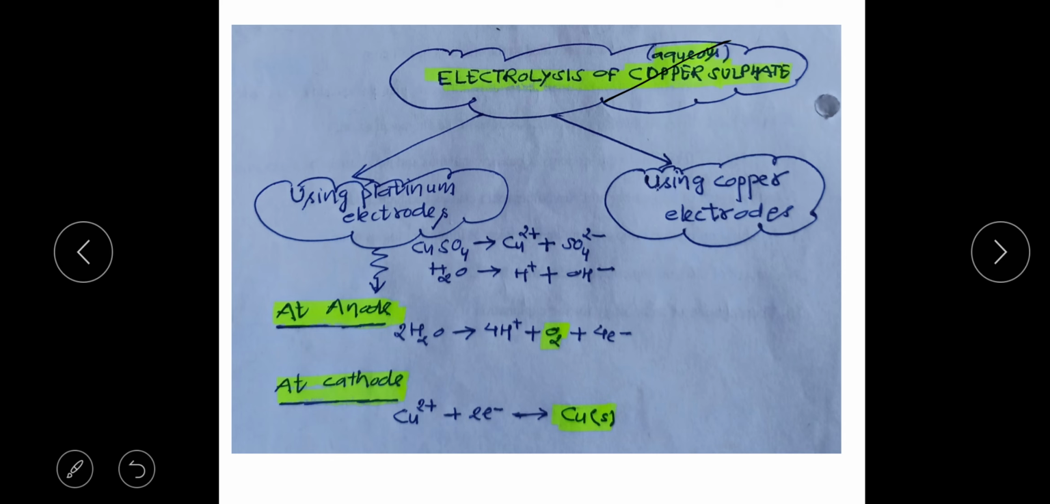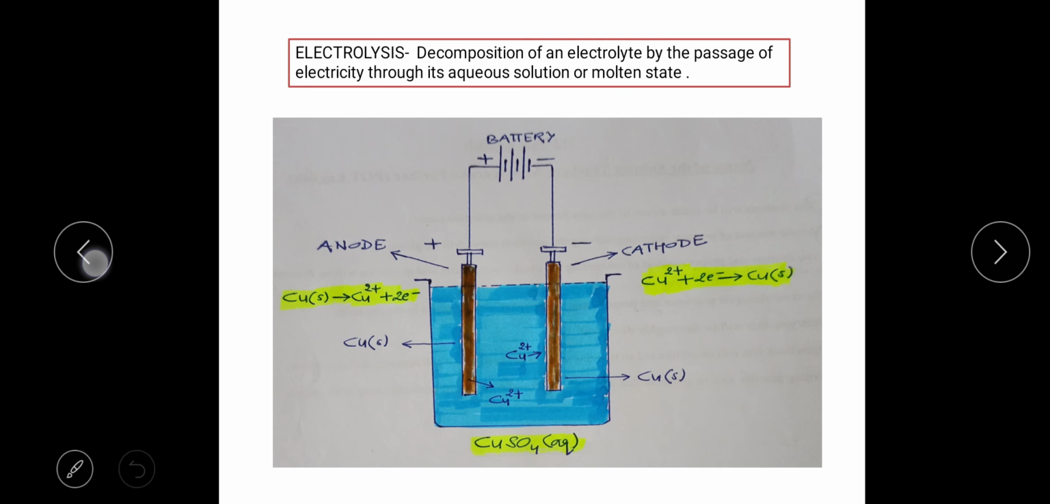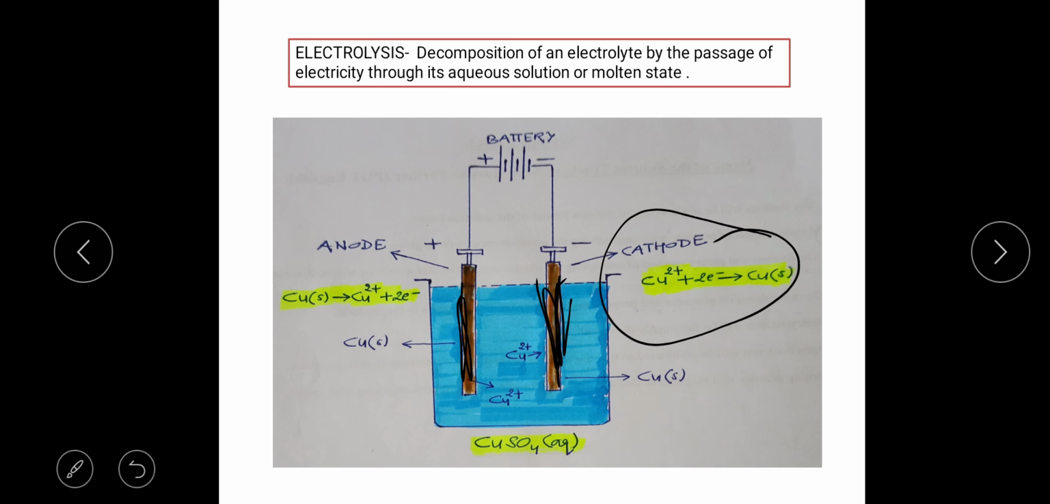Electrolysis of copper sulfate, this we have already discussed. Now let us discuss this using platinum electrodes. Let's go back. Now the electrodes are different, they are not copper electrodes. This reaction will be the same, because copper 2 positive ions from solution will gain electrons at the cathode and will get reduced, so copper will get deposited at the cathode.